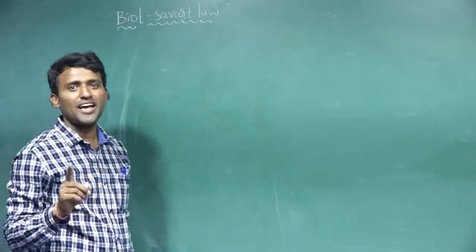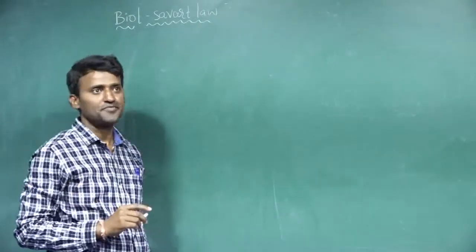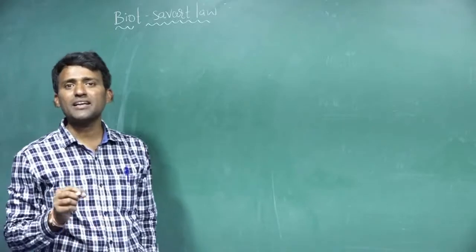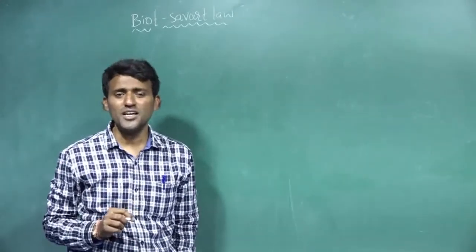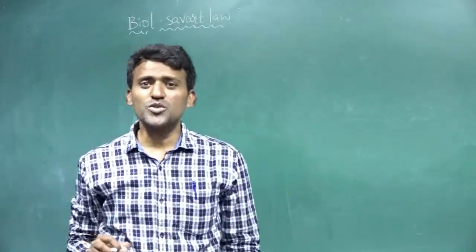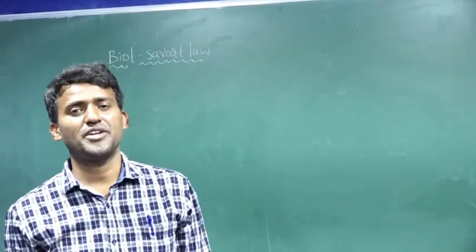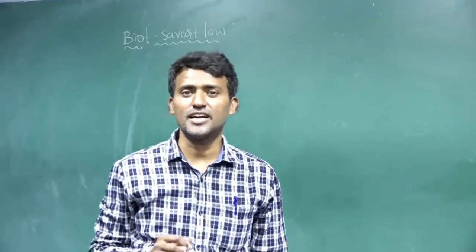Biot and Savart are the scientists. They calculated the magnetic field at a point P. What is the magnetic field at a point P due to a current carrying conductor?